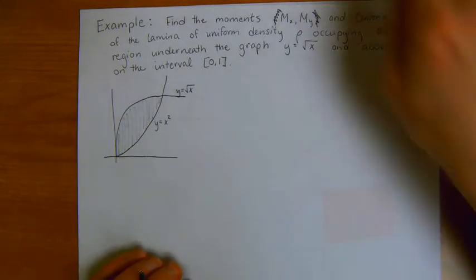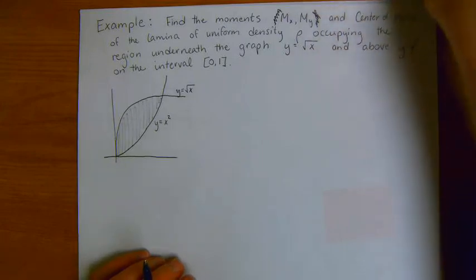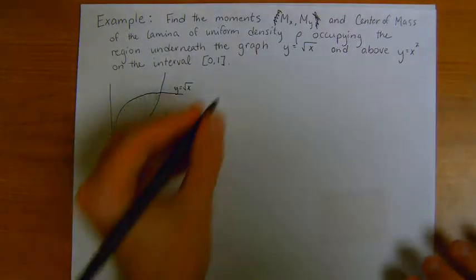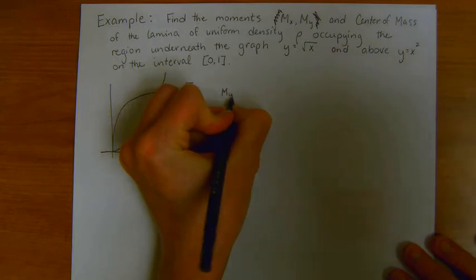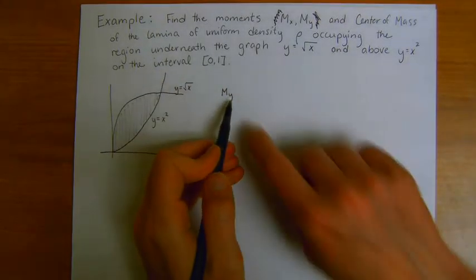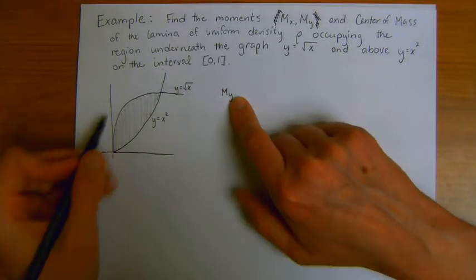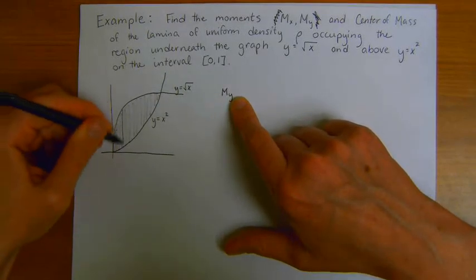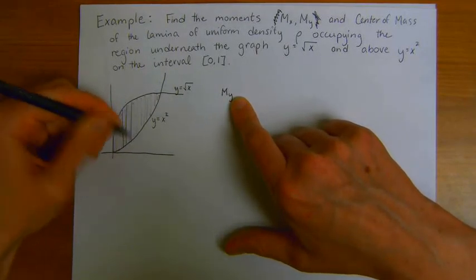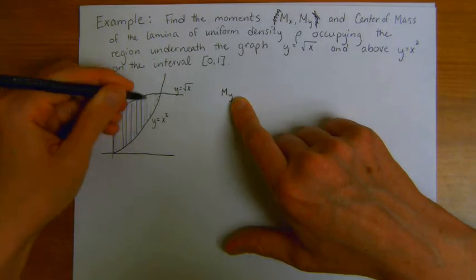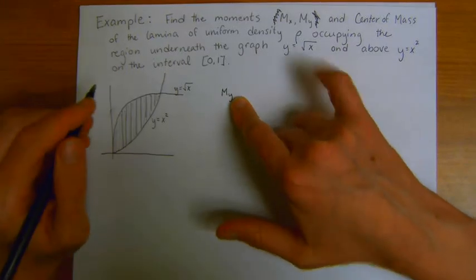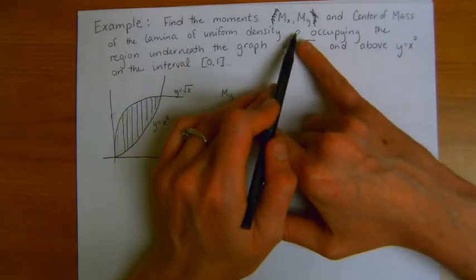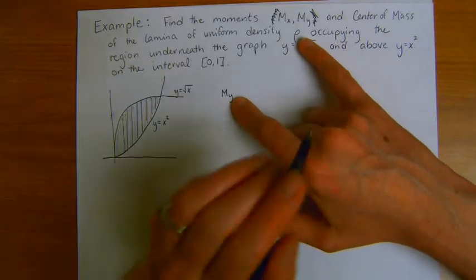So let's go ahead and think through this and follow some of our formulas. We're going to start off first by finding m sub y. Recall that this is the moment with respect to the y-axis, so I'm thinking of splitting it up with vertical laminas. For these vertical laminas, I guess our density we're just going to leave as rho. We aren't going to use that as a value.